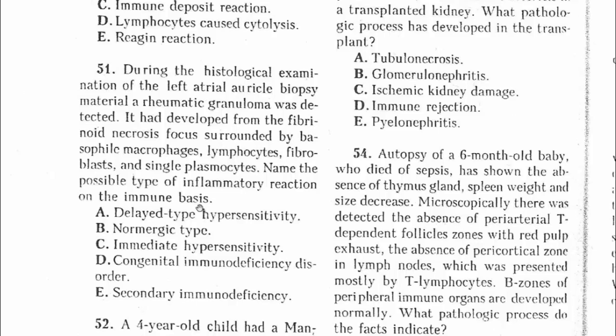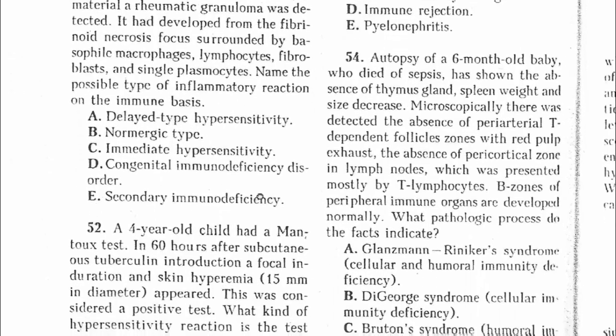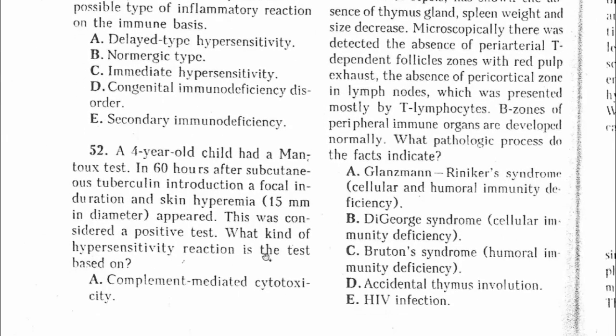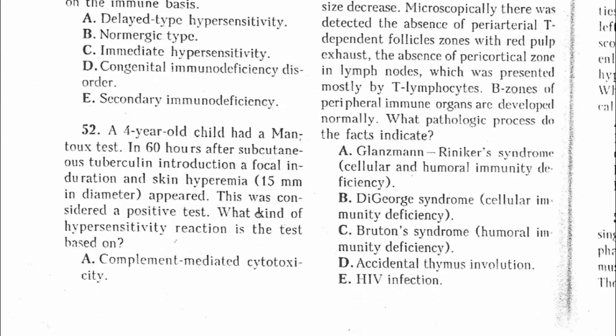So from the examples I've mentioned, what do you think? This is rheumatic granuloma. So rheumatic granuloma means what? Type 4. And type 4 is the same as delayed type hypersensitivity. Delayed type hypersensitivity. Alright.